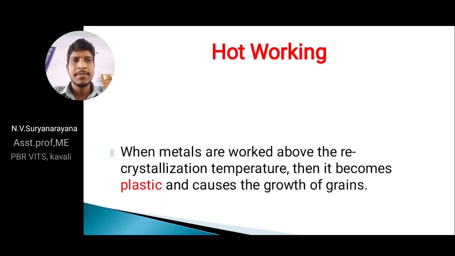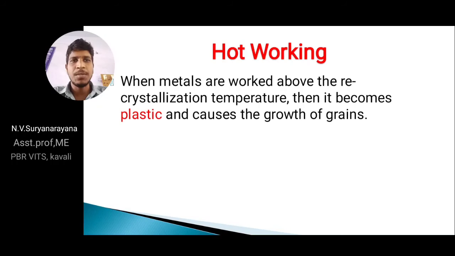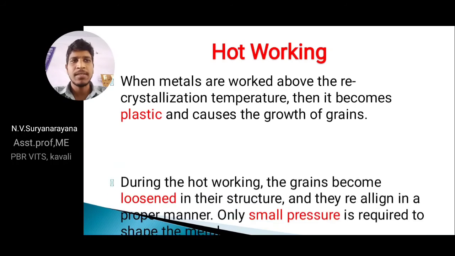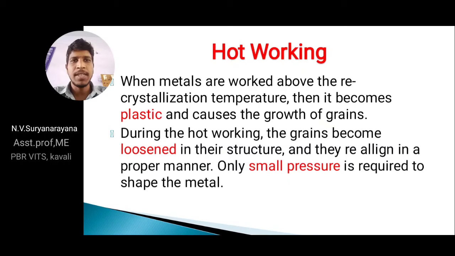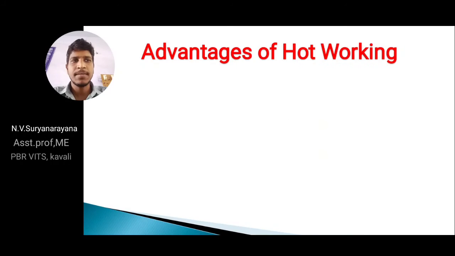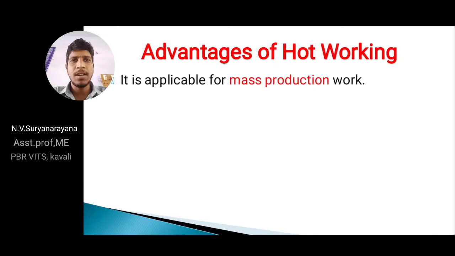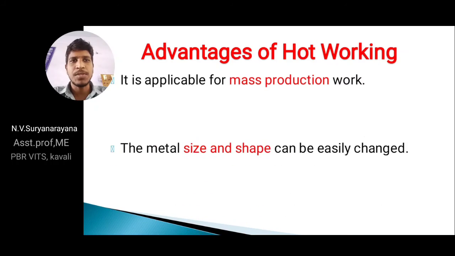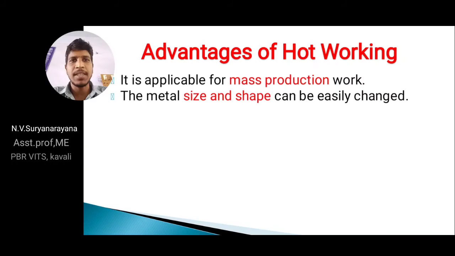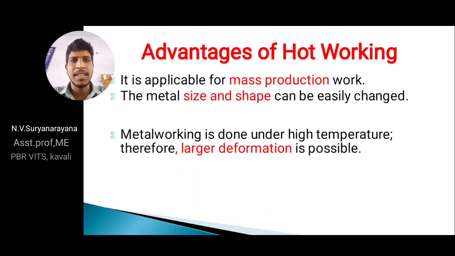And next, when metals are worked above the recrystallization temperature, they become plastic. That is the final deformation process. Advantages of hot working. It is applicable for mass production. Mass production means large volumes; the production may be done in large volumes. And next, the metal size and shape can easily change. Why? Because heat is applied. By using heat, we can change the shape and size of any material according to our requirements easily.